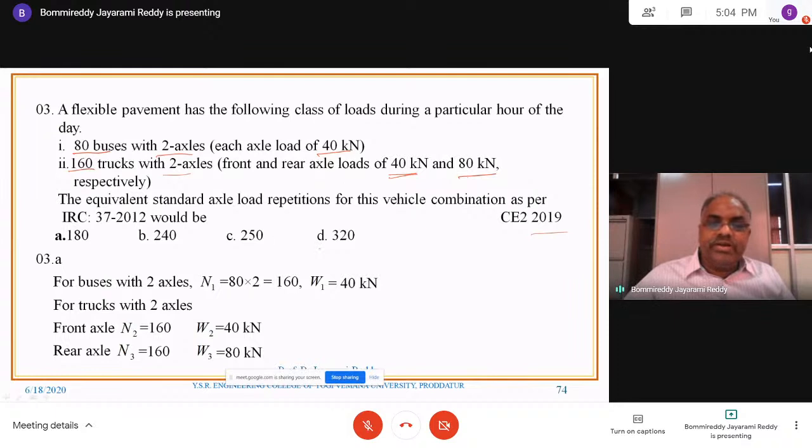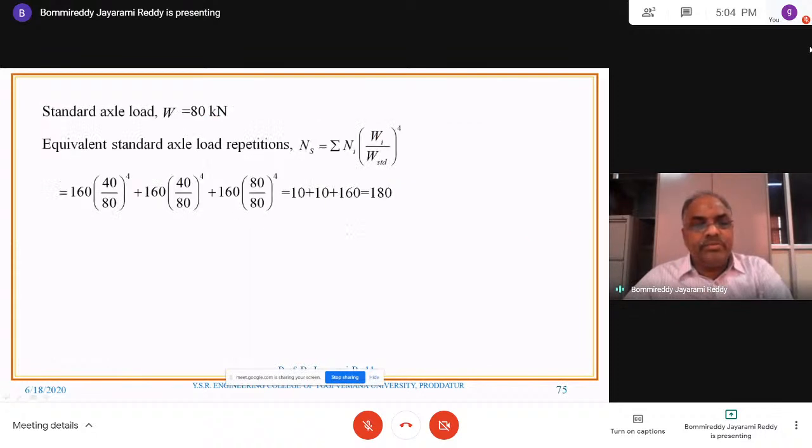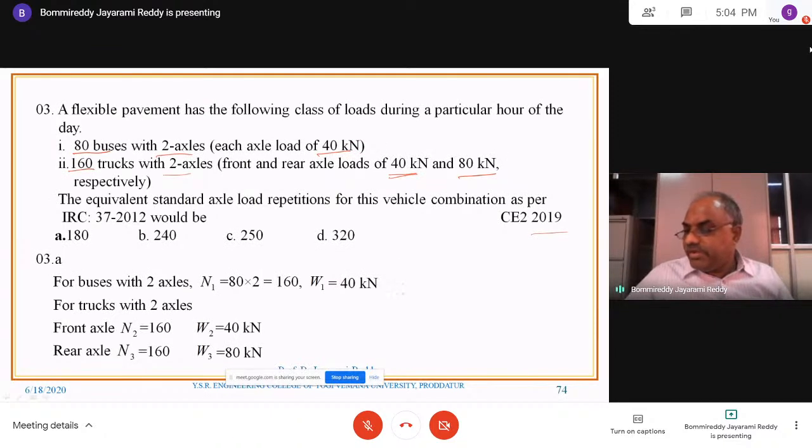The equivalent standard axle load repetitions for this vehicle combination as per IRC would be. So here ESAL is to be computed. What is ESAL? Equivalent standard axle load. It is to be computed. You know that it is nothing but sigma Wi divided by W standard, whole power 4. And of course, if it is F, use the F value also.